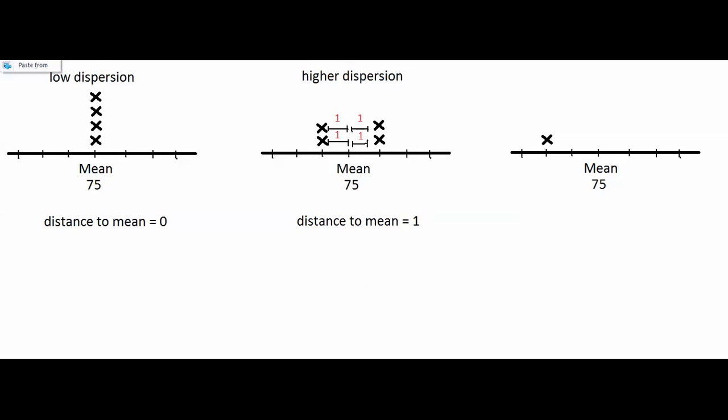2 students get a 73. And 2 students end up getting a 77. Now the data has more dispersion to it than it did here, because now each person's exam score is 2 away from the mean. And once again we can make these bars to show how far each person's score is from the mean.